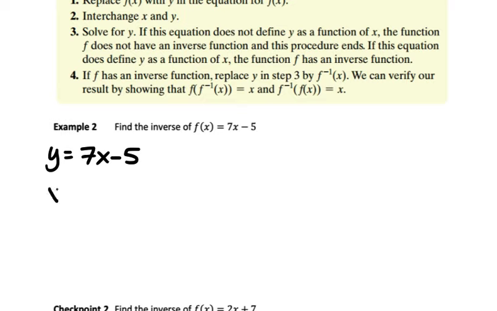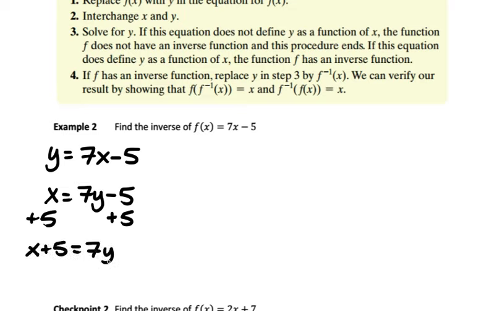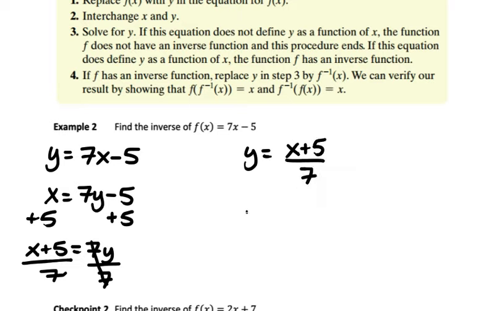Then x and y switch places. So now I have x equals 7y minus 5. Now I want to get y by itself. So to get y by itself, first I add 5 to both sides. So x plus 5 equals 7y. Then I divide both sides by 7. And I have y equals x plus 5 over 7. And lastly, I'm going to use the inverse function notation. f inverse of x equals x plus 5 over 7.